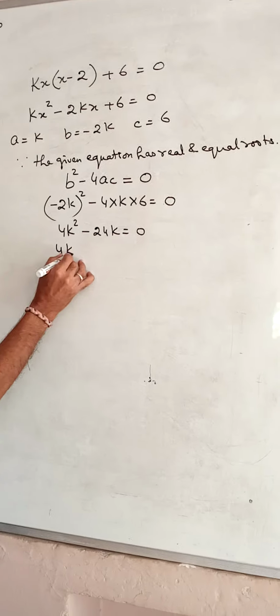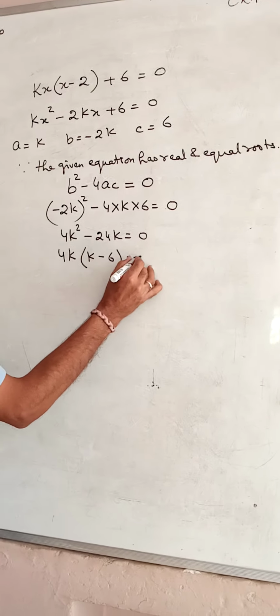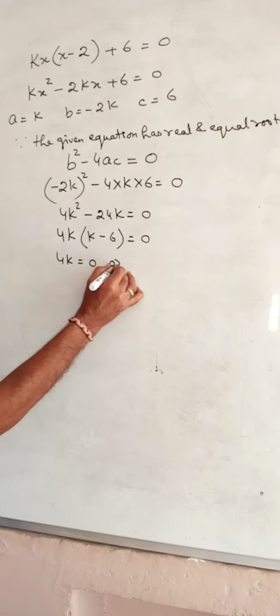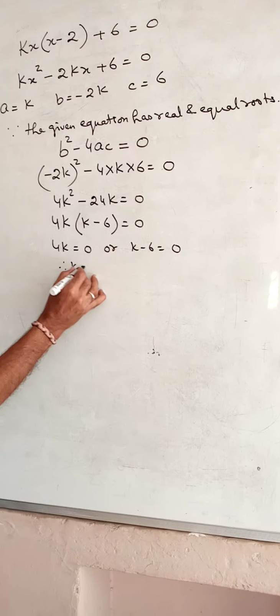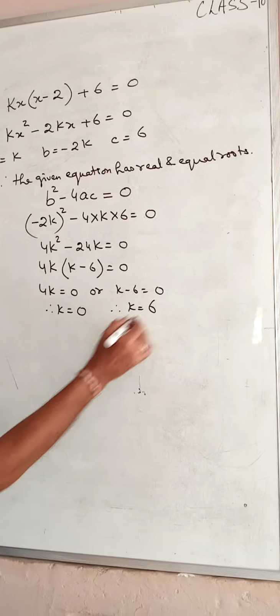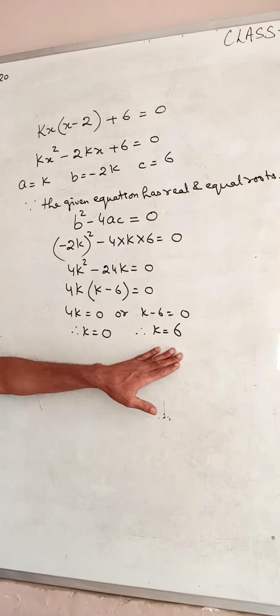I can take 4k common. In bracket I am left with k minus 6 equals 0. Now 4k is 0 or k minus 6 is 0. Therefore k is 0 and therefore k is 6. So I get two values of k. One is 0 and the other one is 6.